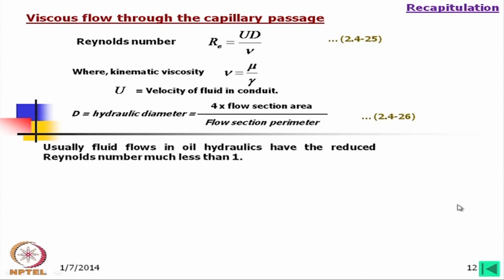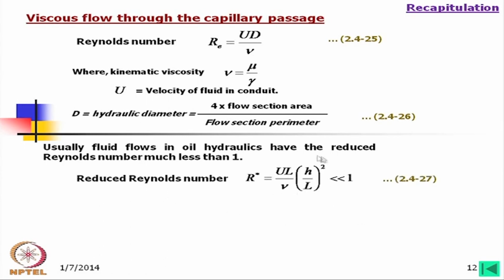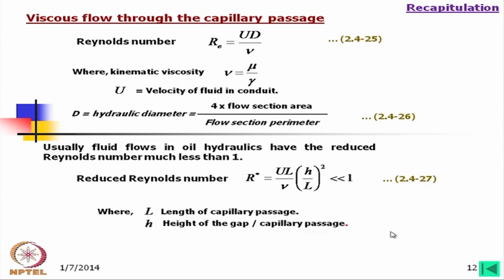Usually fluid flows in oil hydraulics have the reduced Reynolds number much less than 1. This means that in fluid power systems we follow another Reynolds number which is called reduced Reynolds number, and it is given by these equations. H is the height of the gap between the capillary passage. Say if you have considered two plates, the height gap is designated by H and L is the length. If you find the plate is slightly inclined, that H is varying, you can take the average H there to calculate the Reynolds number.